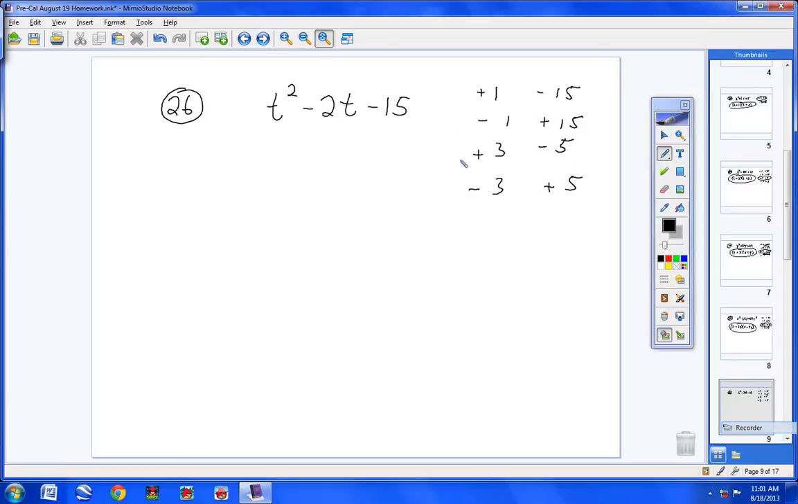All right, now step 3 says pick one of these groups based on your middle term. Now my middle term is negative 2t, so I've got a negative 2.